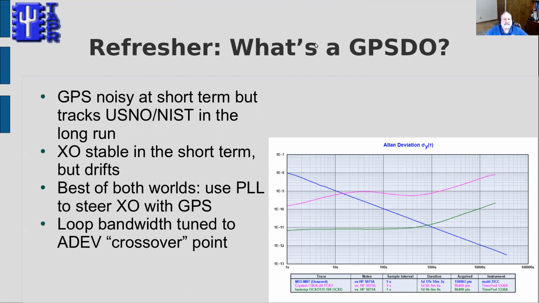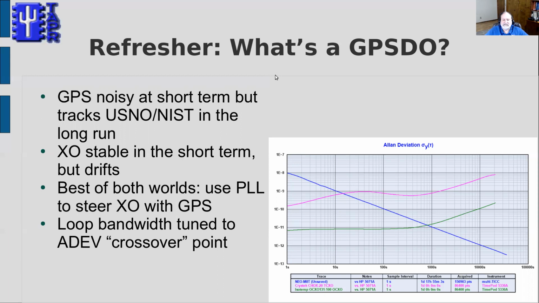A GPS disciplined oscillator tries to get the best of both worlds by using a phase lock loop to steer the crystal oscillator with the GPS. This chart on the right shows how this works. This is an Allan deviation plot. You can think of Allan deviation as sort of like standard deviation, although technically it's not.